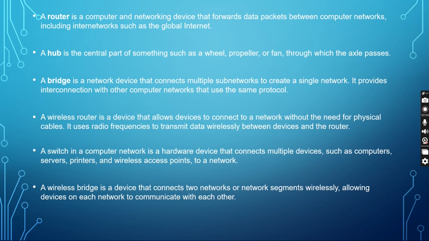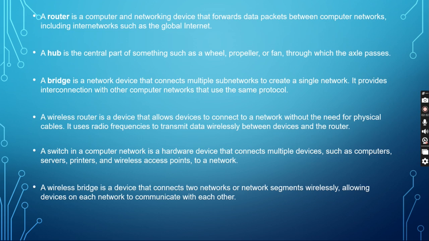It provides interconnection with other computer networks that use the same protocol. A wireless router is a device that allows devices to connect to a network without the need for physical cables. It uses radio frequencies to transmit data wirelessly between devices and the router.